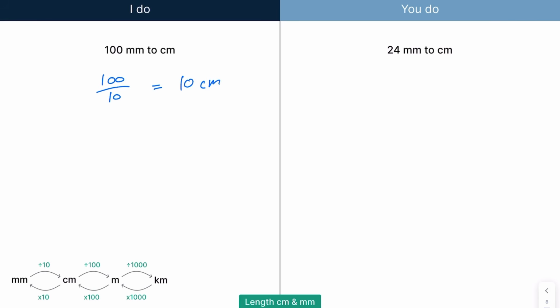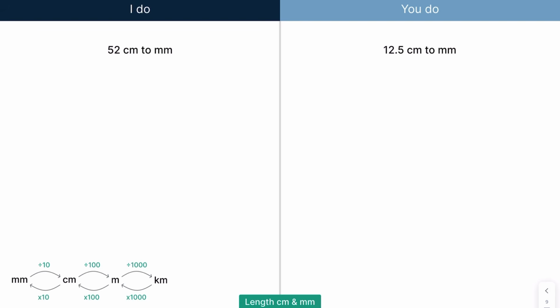centimeters as your answer. So the example on the right, we've been asked to go from millimeters to centimeters as well. So again, millimeters to centimeters. So to go from here to here, I'm just dividing by 10. So the answer here is 24, divide that by 10. So the answer is 2.4 centimeters.